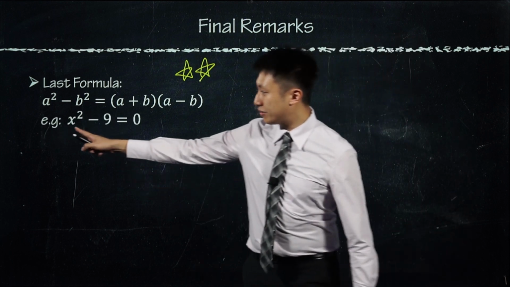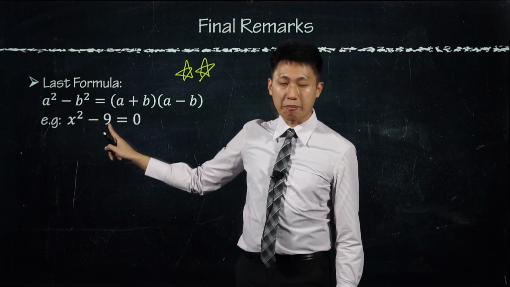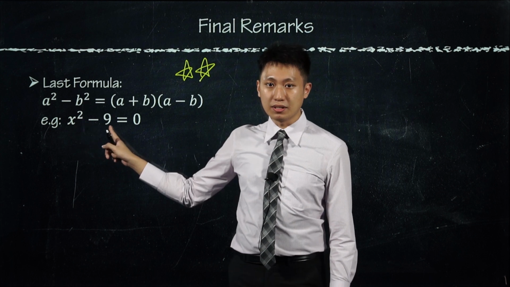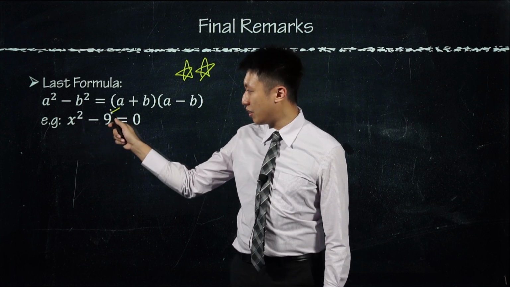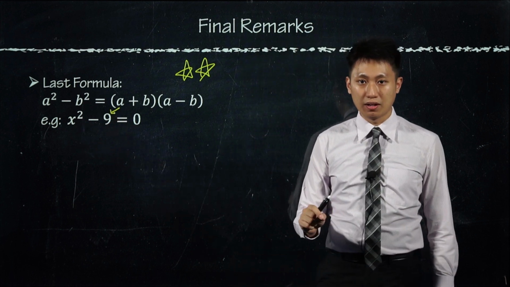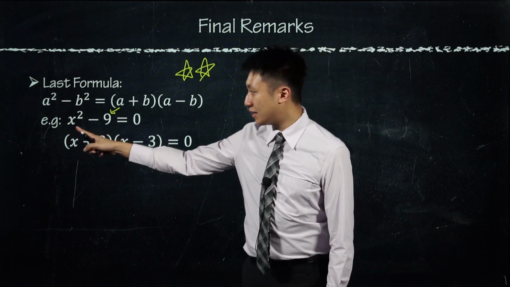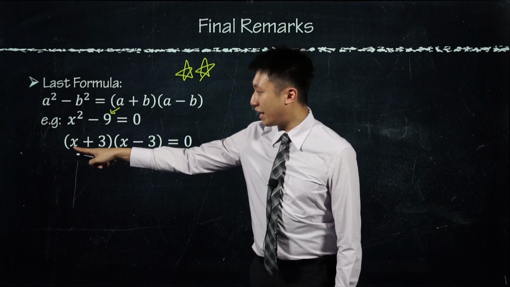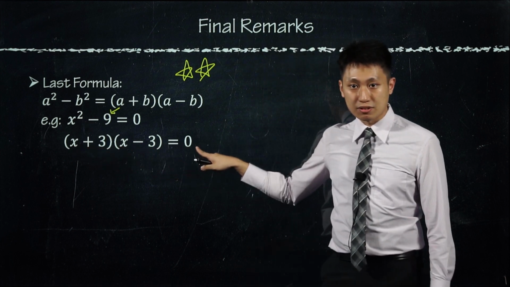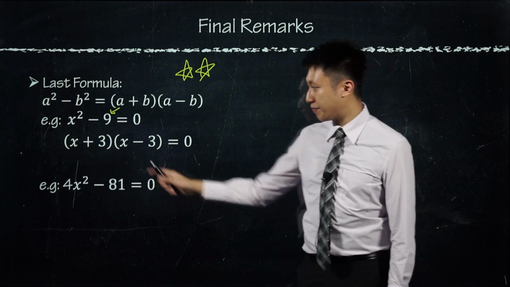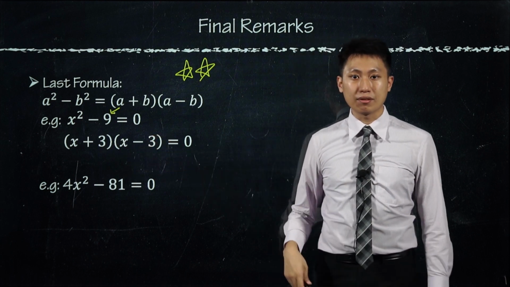Okay, so let's say you see something squared minus a number, like x squared minus a number, then you have to think of the second one as something squared as well. 9 is 3 squared. So you will write this as x squared minus 3 squared, which is (x plus 3)(x minus 3) equal to 0. Hence, your answer is x equals -3 or x equals positive 3.